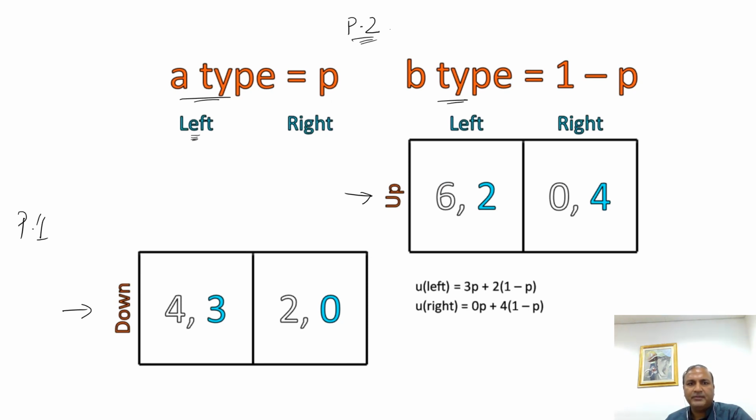if player number 2 plays left, how much can he get? He can get 3, or he can get 2. Why am I saying this? Because player 2 is not sure if he is going to get this number or this number. So this is the incomplete information. But we know that with probability p, he will get 3, and with probability 1 minus p, he will get 2. So let us now calculate his expected payoff, because he's not sure if he's going to get 3 or 2.